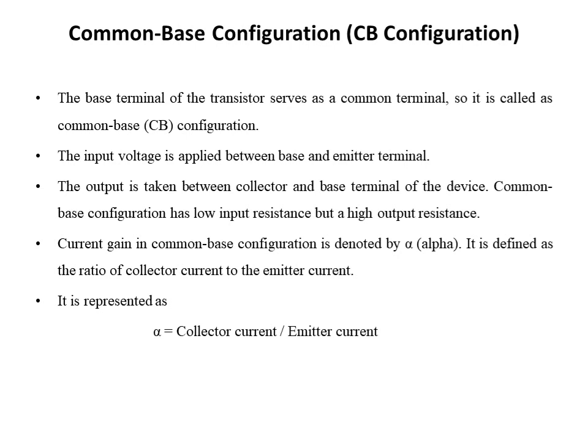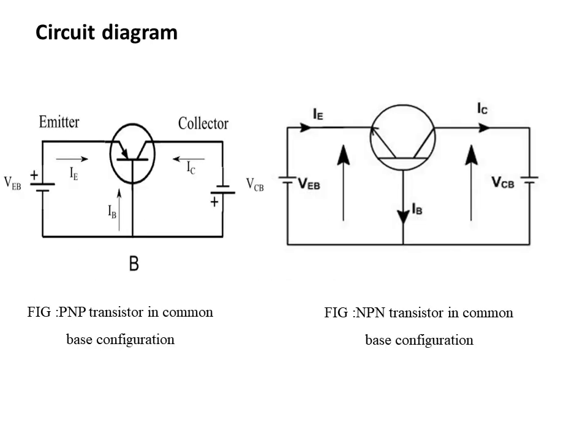Common base configuration has low input resistance but a high output resistance. Current gain in common base configuration is denoted by alpha. It is defined as the ratio of collector current to the emitter current. The circuit diagram of PNP transistor in common base configuration and NPN transistor in common base configuration are given below.